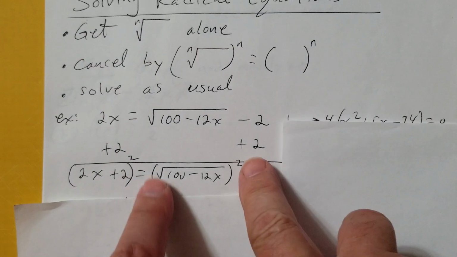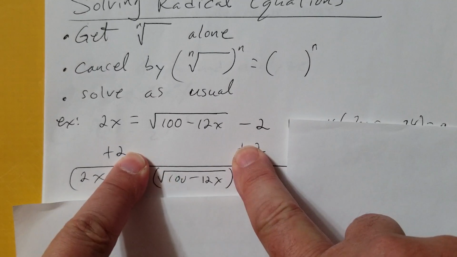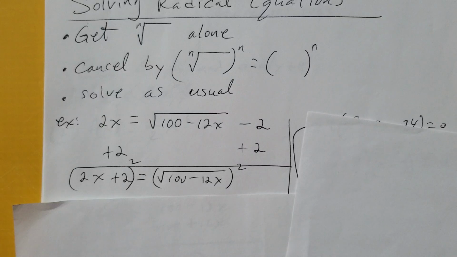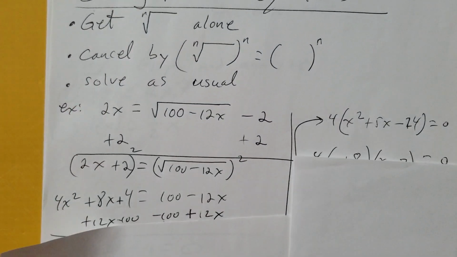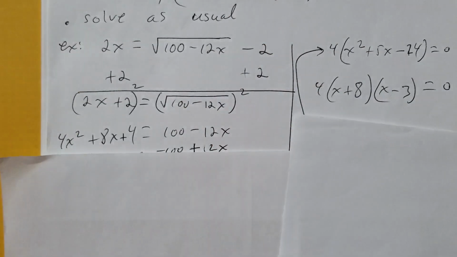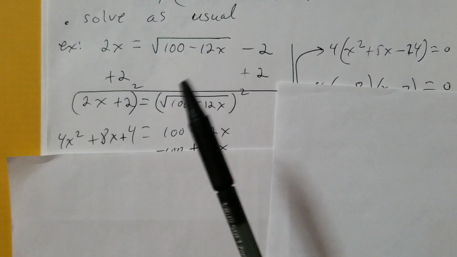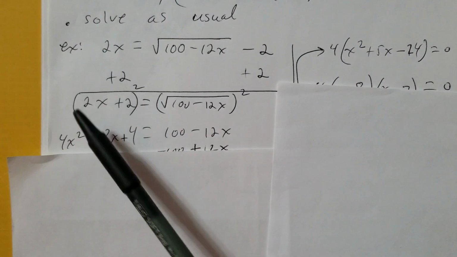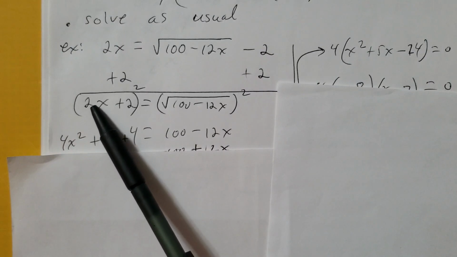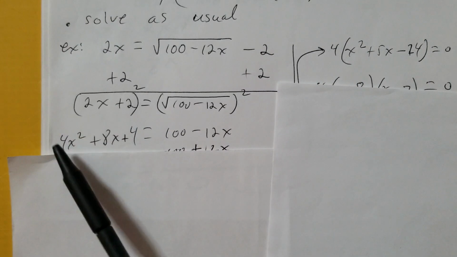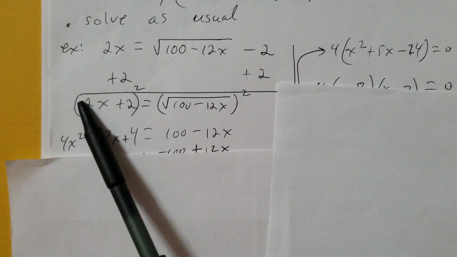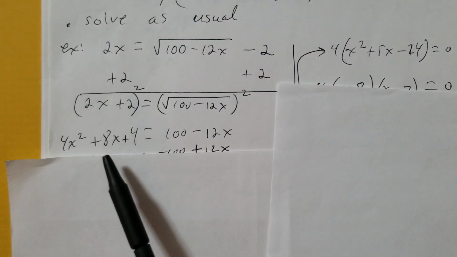Okay, now that I got the radical by itself, now I square both sides to cancel the radical, and the radical is gone. Now notice this left side here, we're squaring a binomial, right? So FOIL method, 2x squared quantity becomes 4x squared on the left. On the right we get 2 squared, which is 4. In the middle we get 4x and 4x, which is 8x.